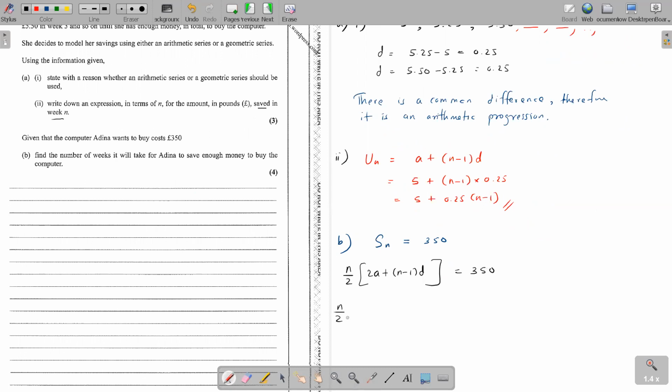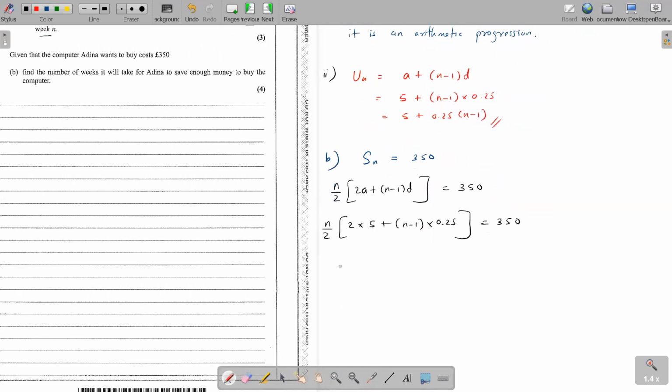So n is unknown. 2 times a, the first term, is 5, plus n minus 1 times the common difference, 0.25, equals 350. So then what do we get? n over 2 times 10.25 plus 0.25 n minus 0.25 equals 350. I'll take the 2 to the other side, 350 times 2 gives me 700. And here I get 10n plus 0.25 n squared minus 0.25 n. So I expanded the bracket with n, and took the division by 2 to the other side as multiplication.